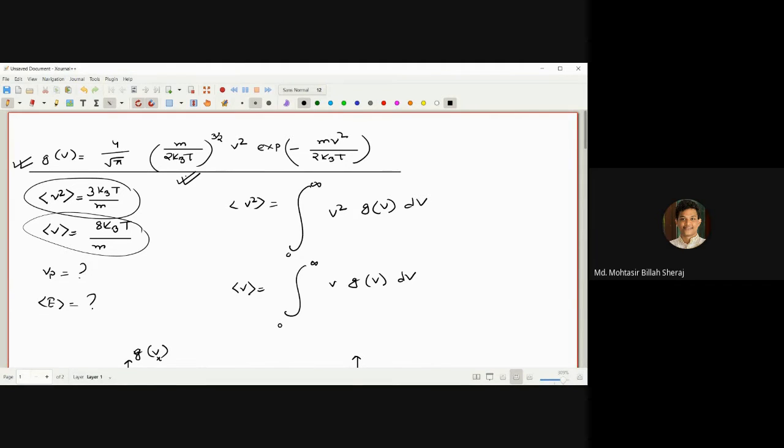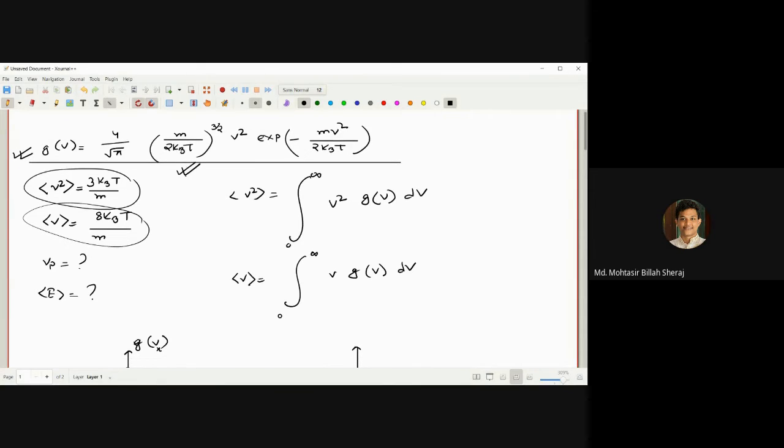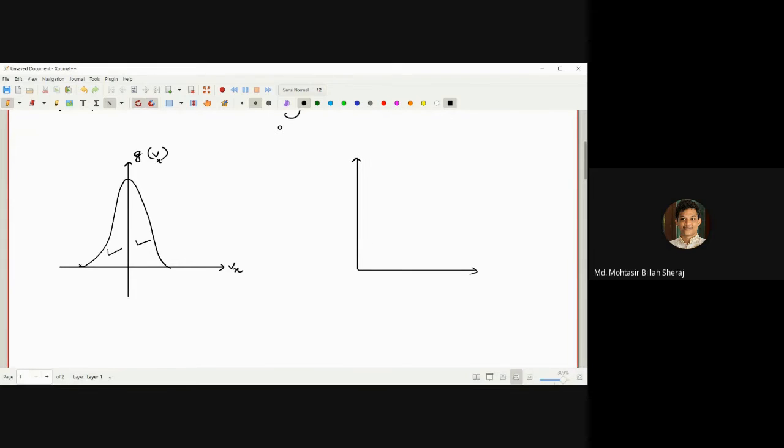So if you draw this graph, mathematically you can put minus v and you will get the same formula, but speed cannot be negative. So if you plot this graph, it will be like this. Okay, g(v) versus v. Remember, this v is speed, while vx is the x component of velocity. So remember that g(v) versus v is not a symmetric function because speed cannot be negative.